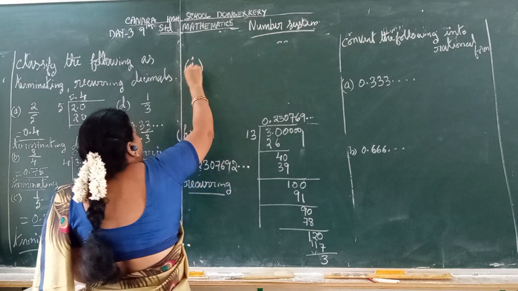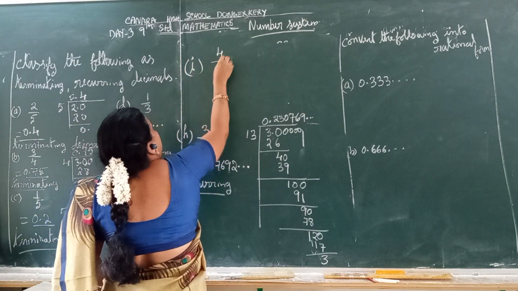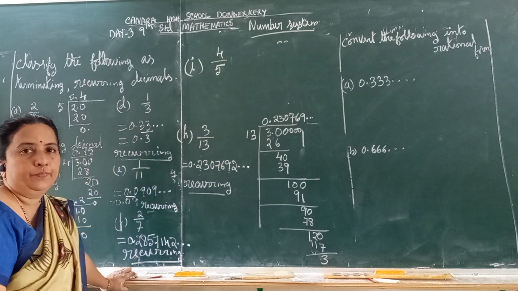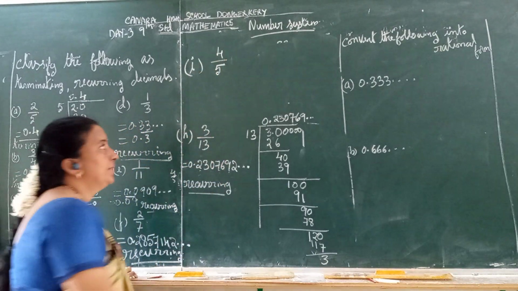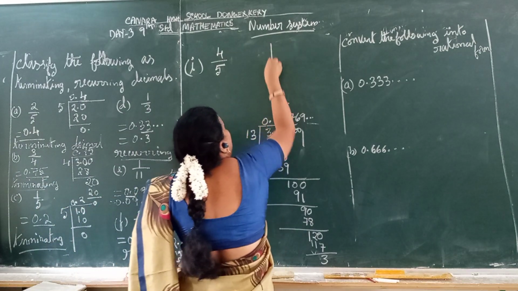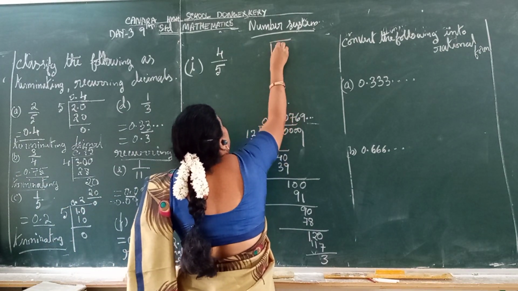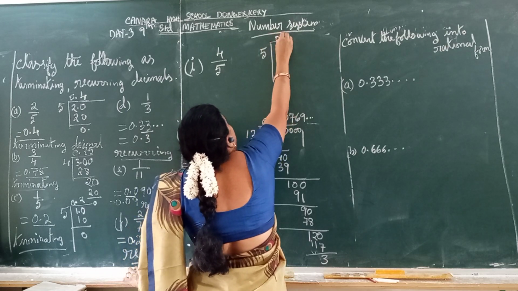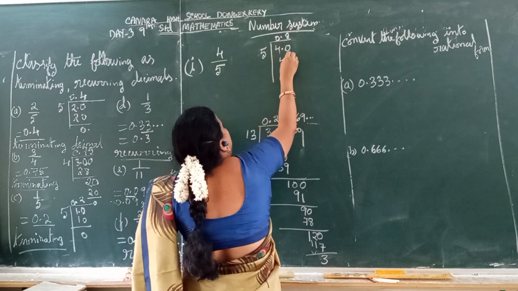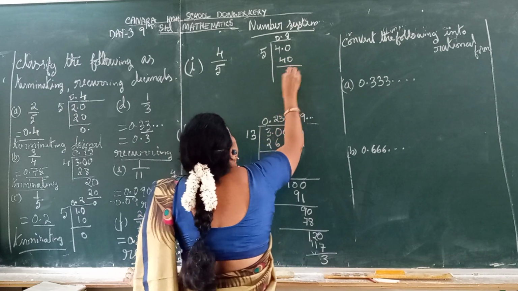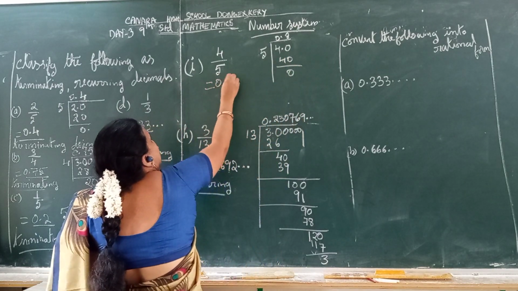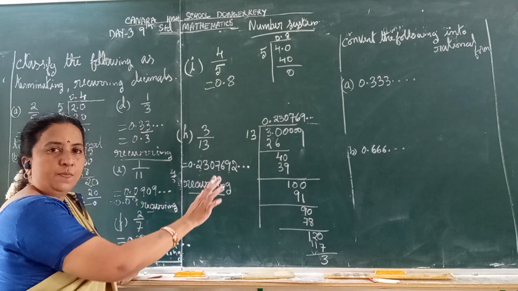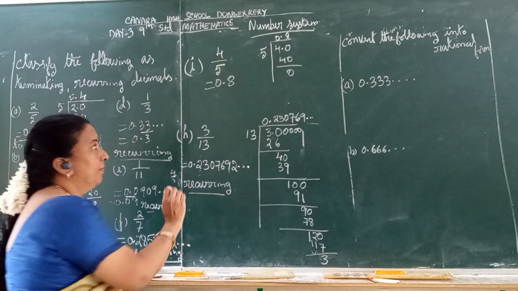Next, 4 divided by 5. Use long division only. 5 eights are 40. Remainder is 0. Answer is 0.8. Does the division stop there? Yes. Therefore, what do you say?